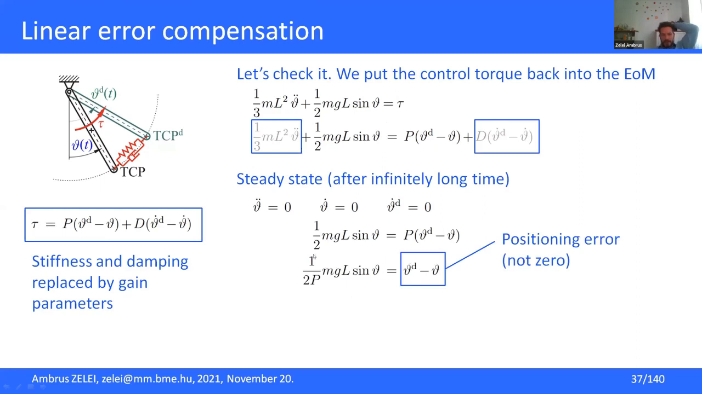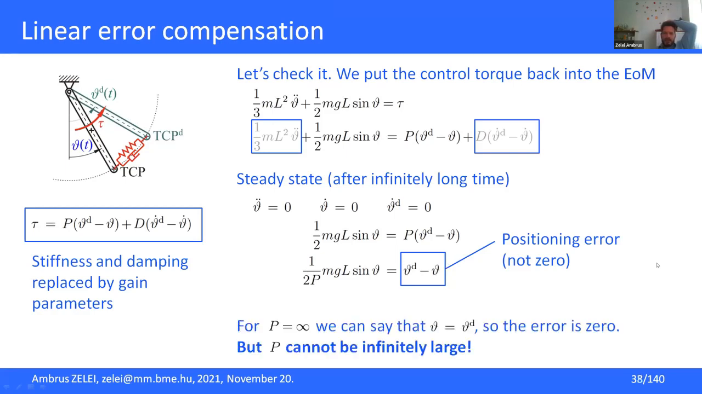So this is the equation for the static equilibrium, basically. And here we will see that the positioning error, the desired minus the real angular position of this bar, will be equal to something which depends on gravity. And also the proportional gain appears here. But the main thing is that it is definitely not zero. So if the desired angle is, I don't know, 60 degrees again, then there will be something here which is not zero. So definitely there will be some positioning error, which is a problem.